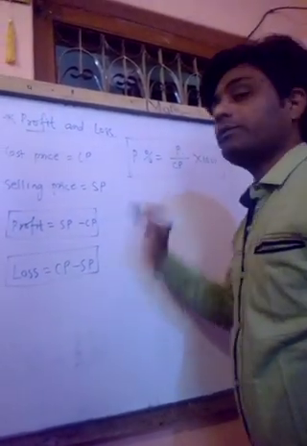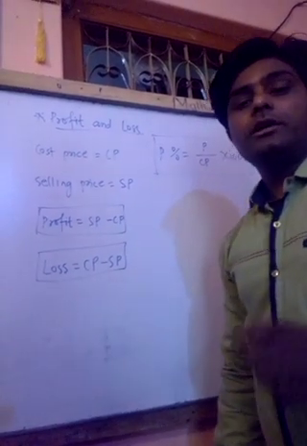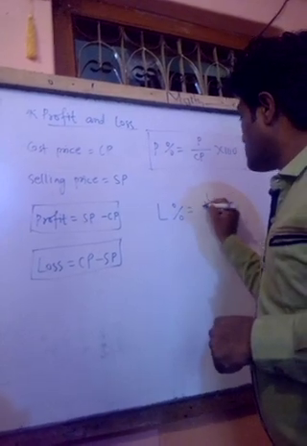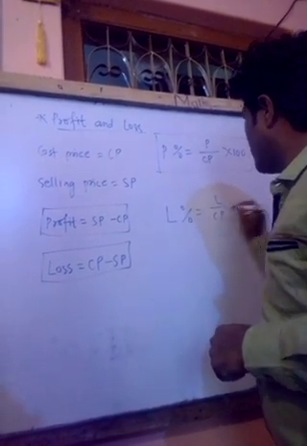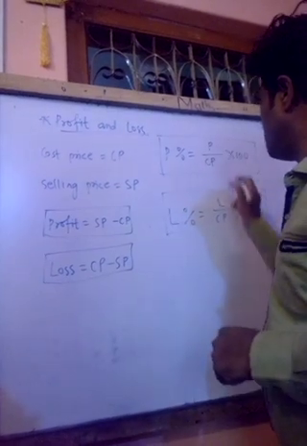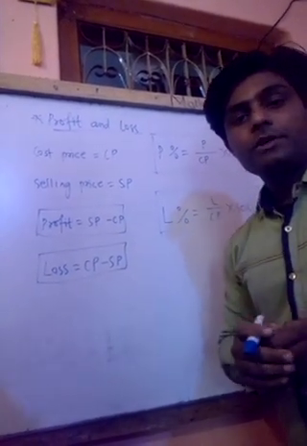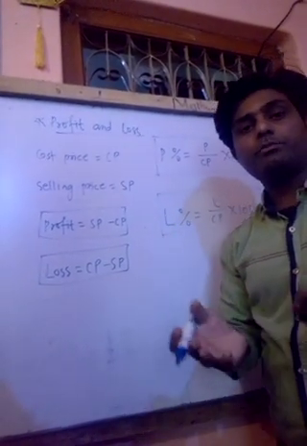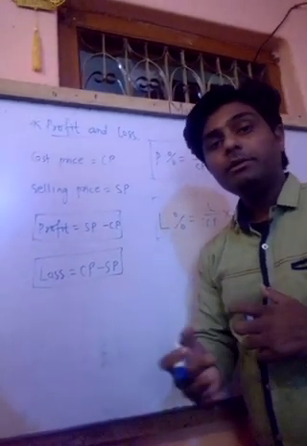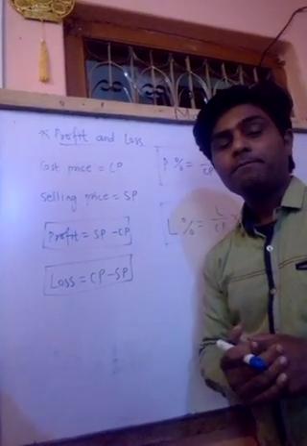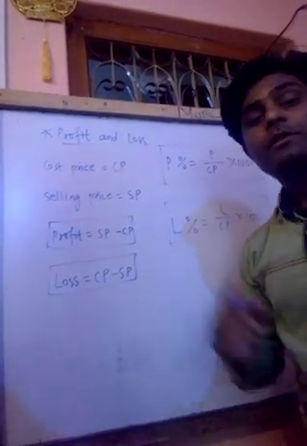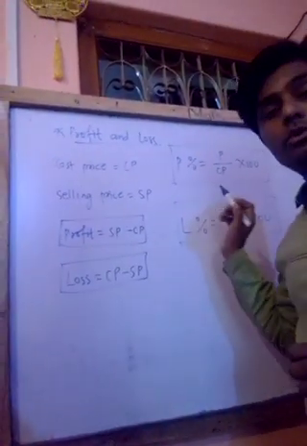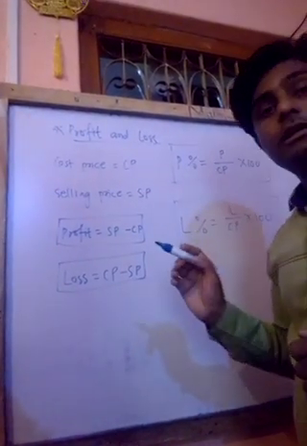So we have one more formula to find the percentage of profit: profit upon CP into 100. Similarly, if I want to find loss percent, then it will be loss upon CP into 100. You can see here the denominator is CP itself. Why is it so? Because when we sell anything, we get profit or loss, but that will be calculated on the basis of CP itself. So we have two more formulas, profit percent and loss percent.